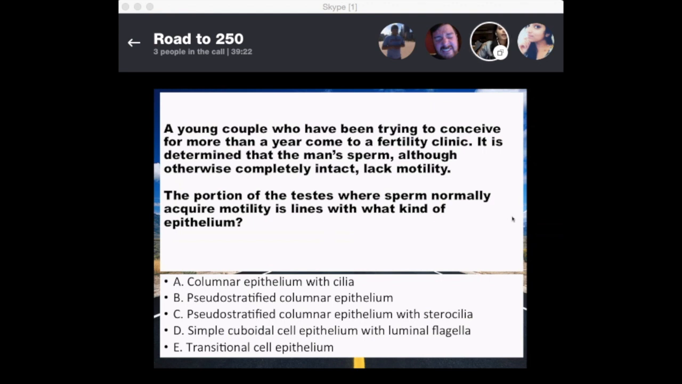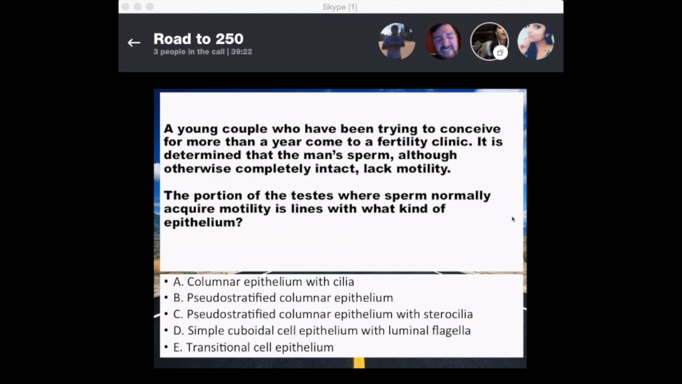Anybody else? I would agree with that too. Okay, yeah. So I actually didn't highlight the answer, but yes, the answer is C. Pseudostratified columnar epithelium with stereocilia.